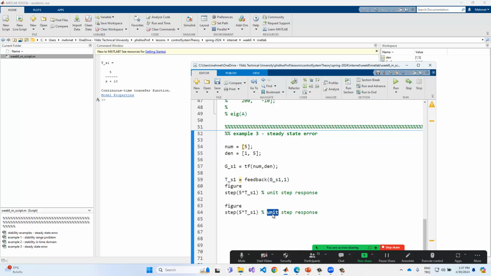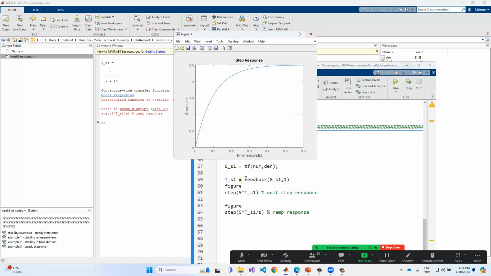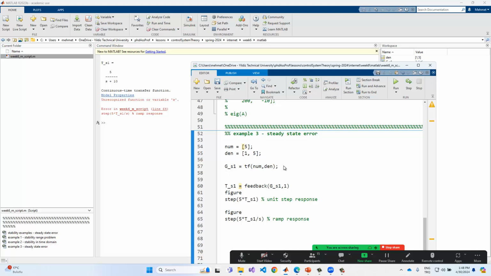How can we apply the ramp signal in here? Just remember that the ramp signal is 5 divided by s square, and so if this is the case, step creates the 1 divided by s, and so we should divide the terms with the s in here. But in order to do that, we need to build the s signal in here as this one. S, TF, S, right?